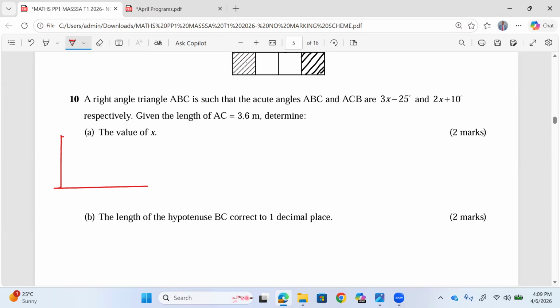If A is at this point, then B should be here and C at this point. You can see BC is the hypotenuse now. So the angle at C, which is acute, and the angle at B, which is also acute, are given as 3x minus 25. The one at B is 2x plus 10.